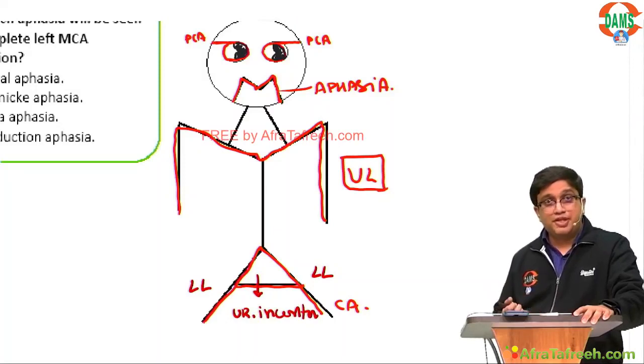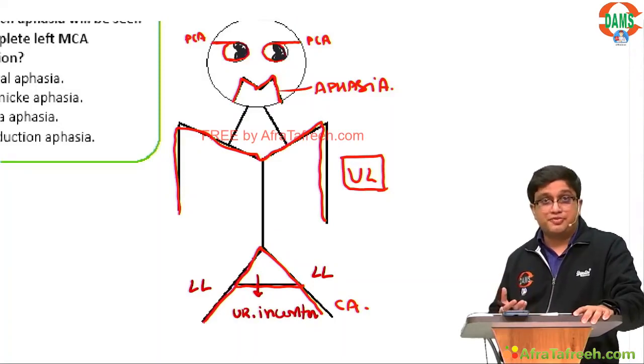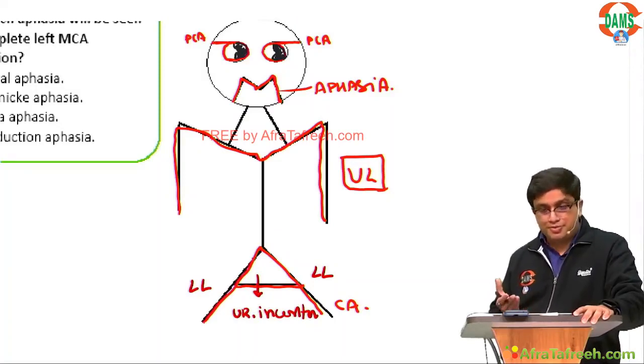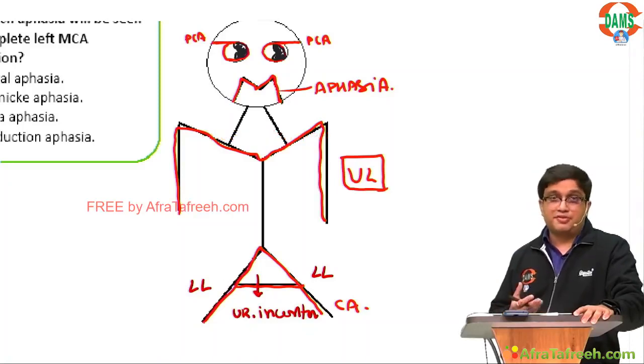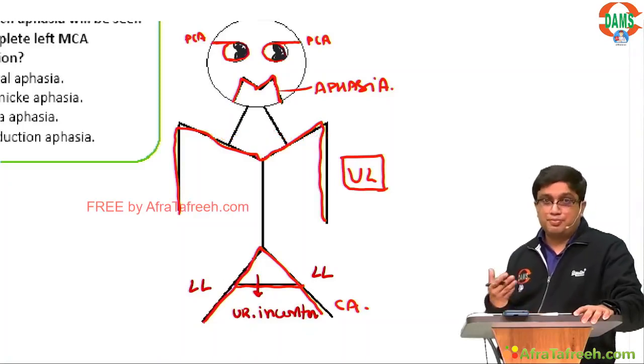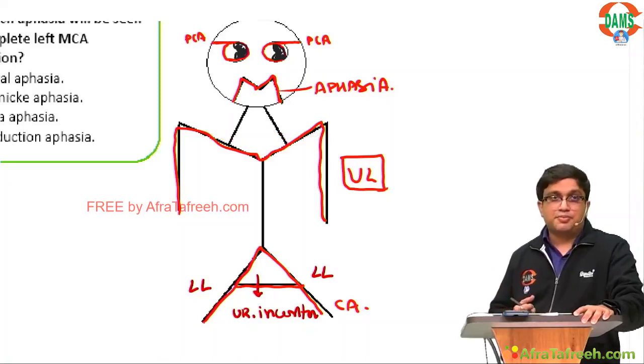Upper limb, lower limb weakness with aphasia is a feature of MCA infarct. Cortical blindness with macular sparing, as you told me, is a feature of PCA infarct. Apart from this, they will have pure word blindness, alexia, and amnesia also in the patient.